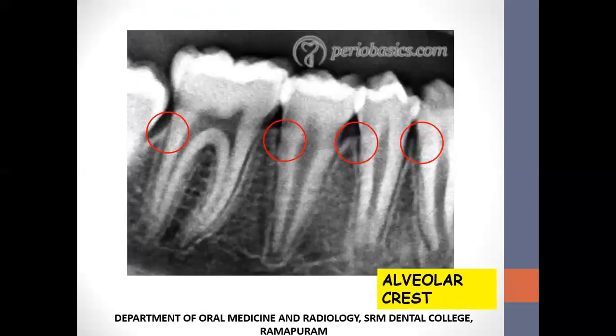The second supporting structure is the alveolar crest. The gingival margin of the alveolar process that extends between the teeth is apparent on radiographs as a radio-opaque line, which is the alveolar crest. The level of this bony crest is considered normal when it is not more than 1.5 mm from the cemento-enamel junction of the adjacent teeth.